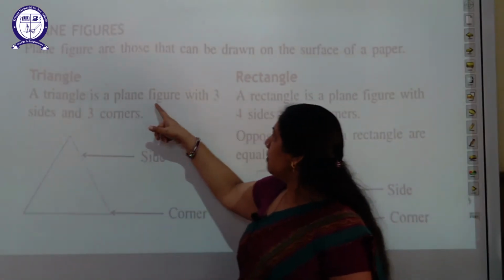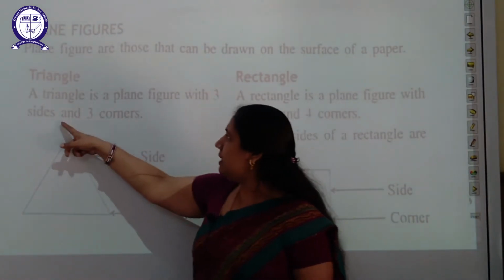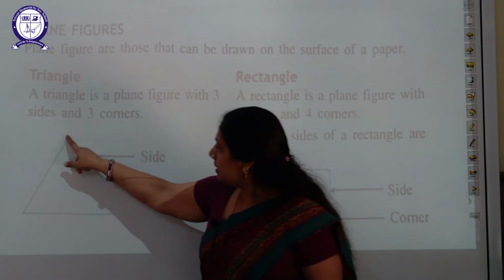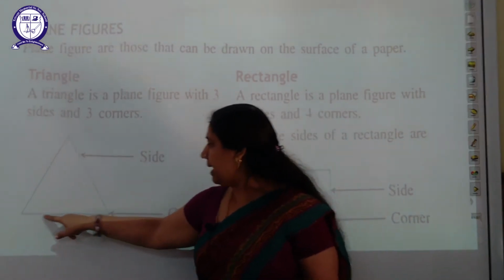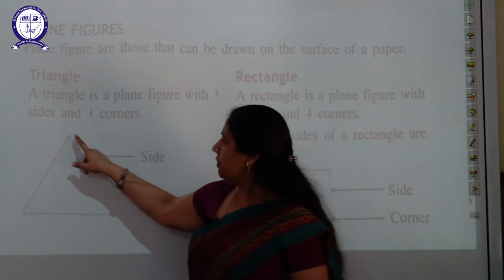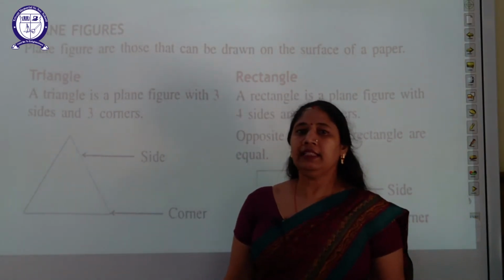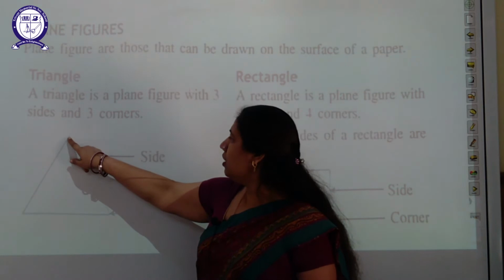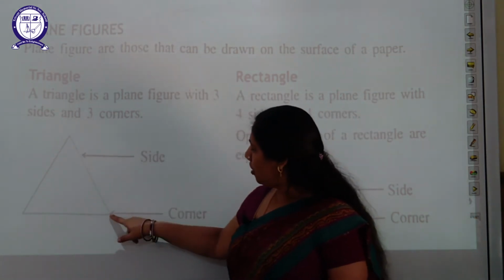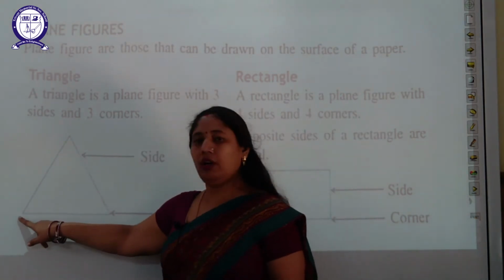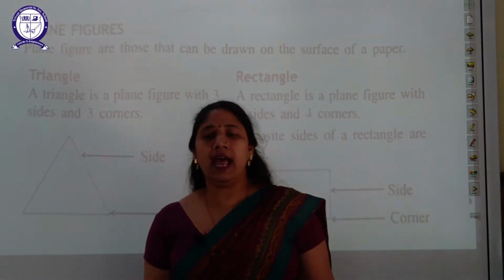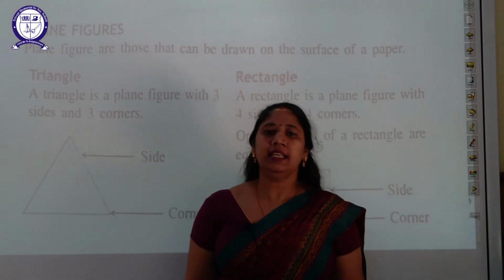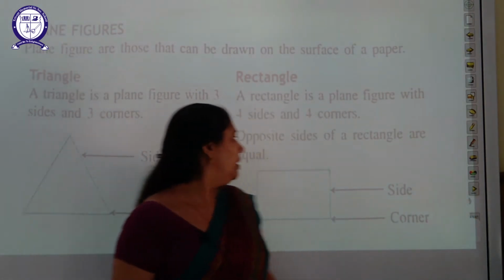A triangle is a plane figure with 3 sides and 3 corners. Side number 1, side number 2 and side number 3. Corners: where 2 sides meet, that creates a corner. Corner number 1, corner number 2 and corner number 3. So there are 3 corners and 3 sides in a triangle.